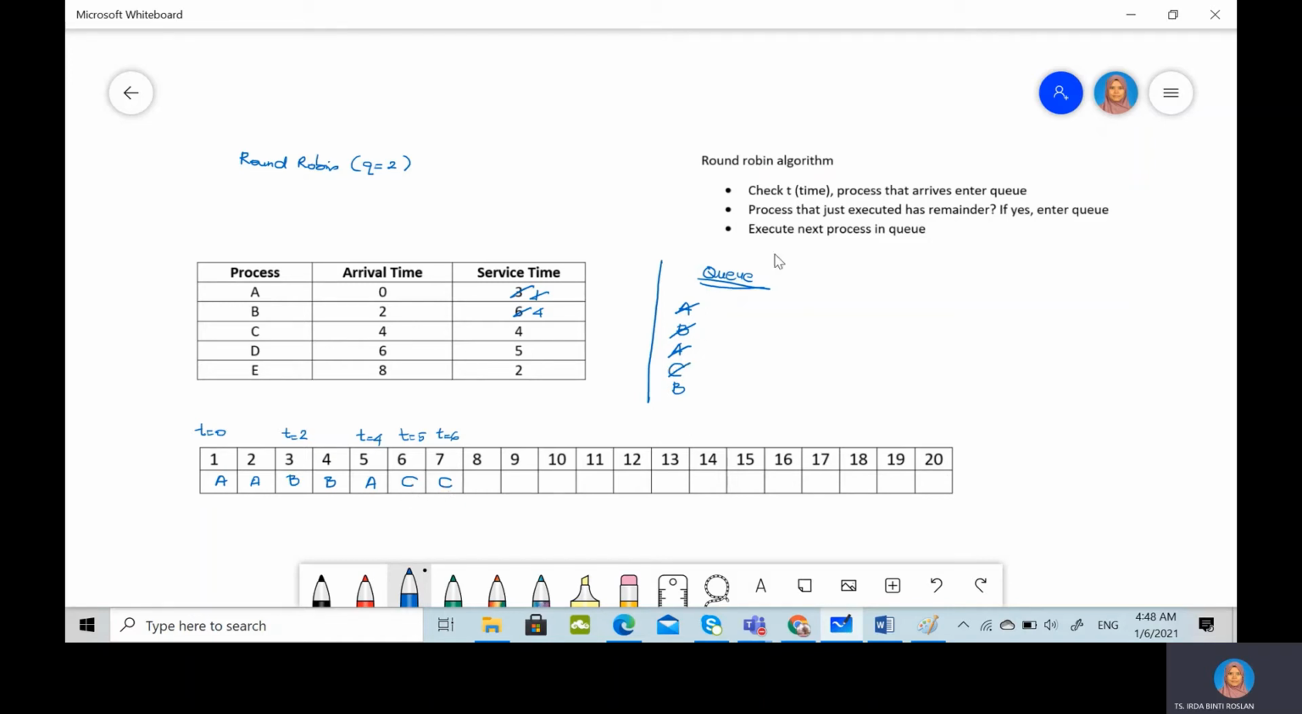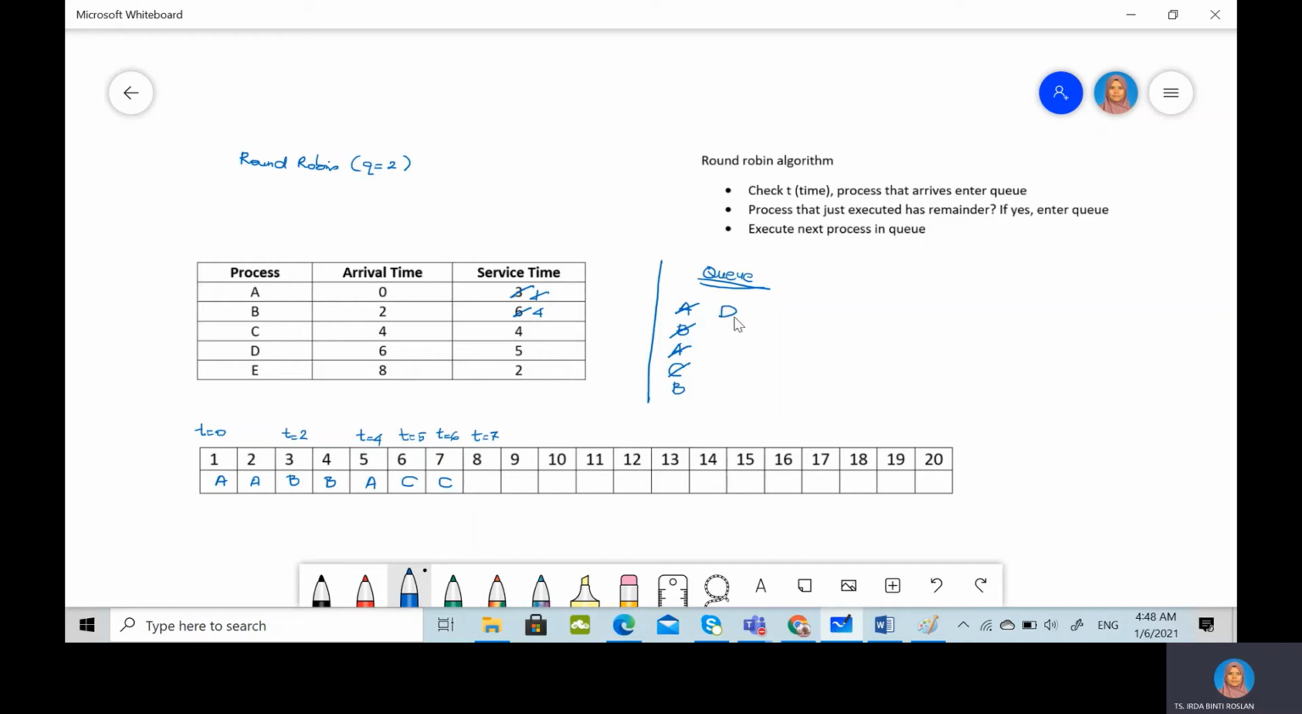After executing C, again back to checking time. t equals 7. At t equals 7, D already arrived because D arrived at 6. So of course, at t equals 7, D was already there, so put D in Q.